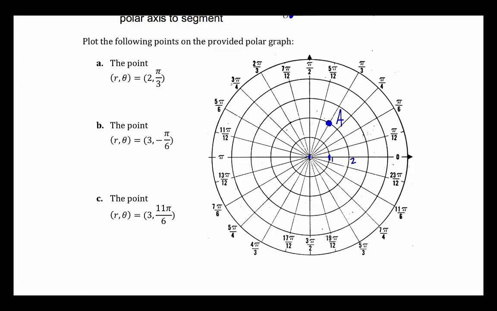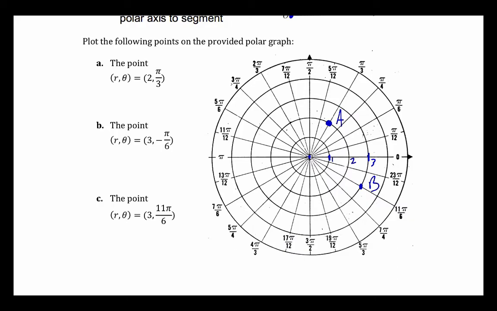Point B, 3 comma negative pi over 6. So we're going to go out to a radius of 3 and go down negative pi over 6. Putting it into perspective, if we go up pi over 6, that'd be up here. Down pi over 6, we're just going to go in the opposite direction, so we're going to be down here. So our point B is right there. So our radius of 3, then an angle of negative pi over 6.